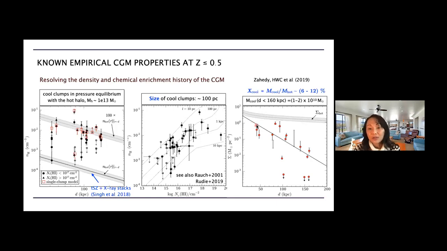We can continue the analysis to infer the total mass, which is also very relevant in terms of understanding the gaseous halo. By simply adding up all the cool clumps, all the column densities, we can infer out to 160 kpc, which is what the sample allows, a total of more than 10 to the 10 solar masses of cool gas mass in the cool phase. That's very much comparable to what people see in star-forming halos. And in terms of the mass fraction between cool and hot phase, it's of order 10%.